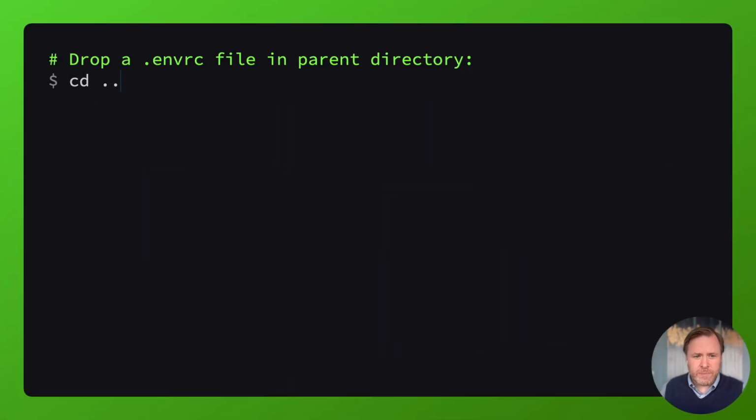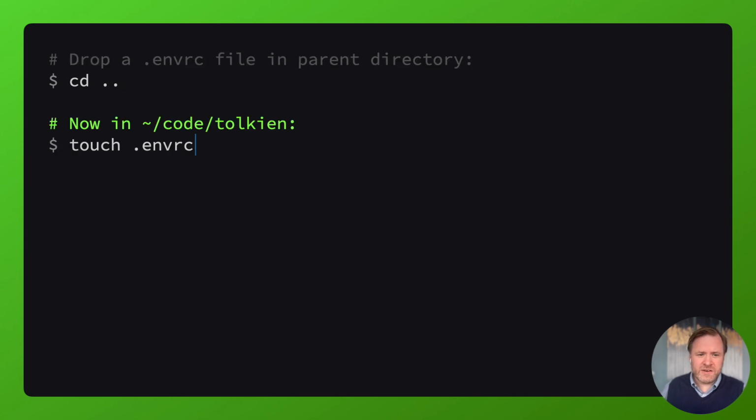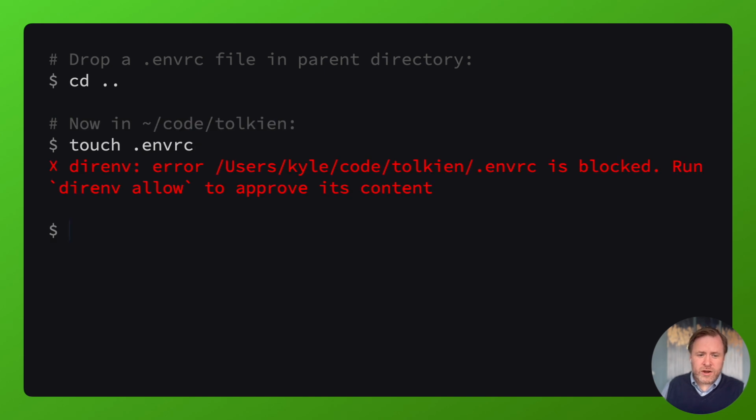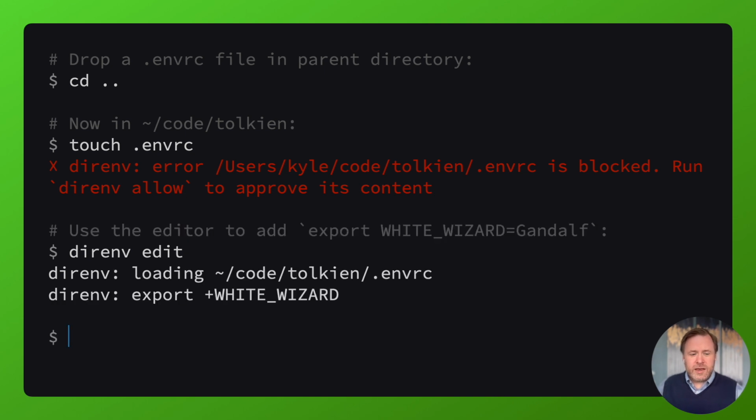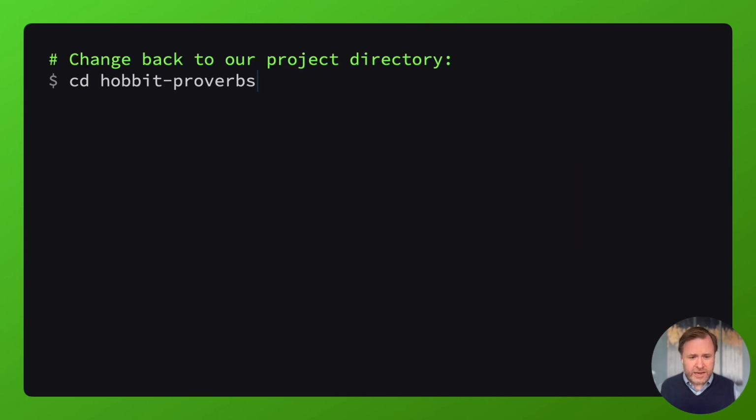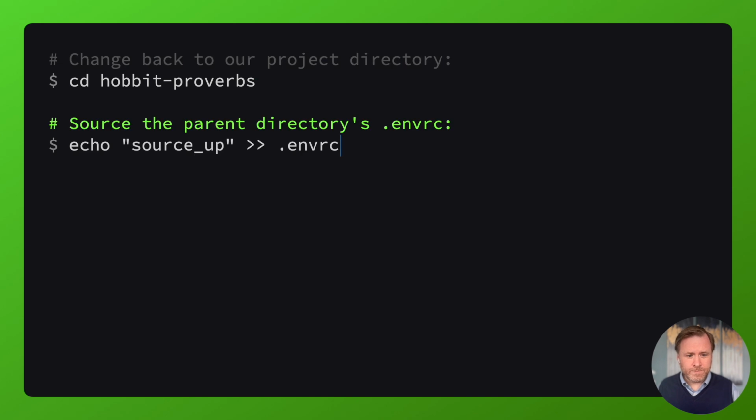We're going to start by going up one directory into the Tolkien parent directory and creating a .envrc file there too. We'll get our error message, but this time we're going to ignore it because we're going to use our direnv edit command to add a white wizard environment variable, and we're going to set that to Gandalf. Now that we see that Direnv is exporting that white wizard and it's working for the parent directory, we're going to go back into our project directory and add the source up directory.